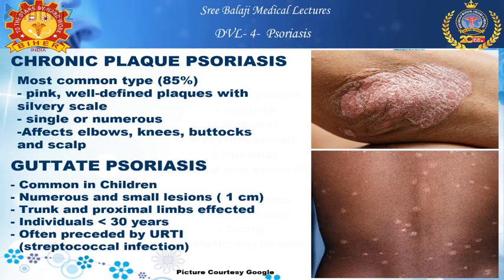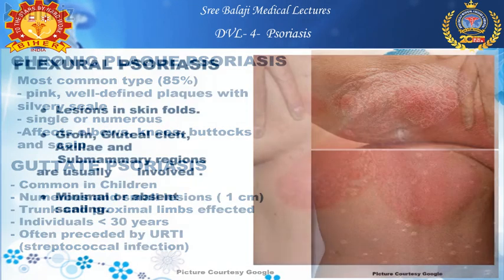Guttate psoriasis, the term guttate means raindrop-like. So basically, the lesions present as small erythematous plaques resembling raindrops with minimal to absent scaling and is commonly seen over the trunk and proximal limbs. This guttate psoriasis is commonly seen in children and associated with streptococcal infection. That is, there will be a history of an upper respiratory tract infection. A course of antibiotics is usually enough to treat this condition.